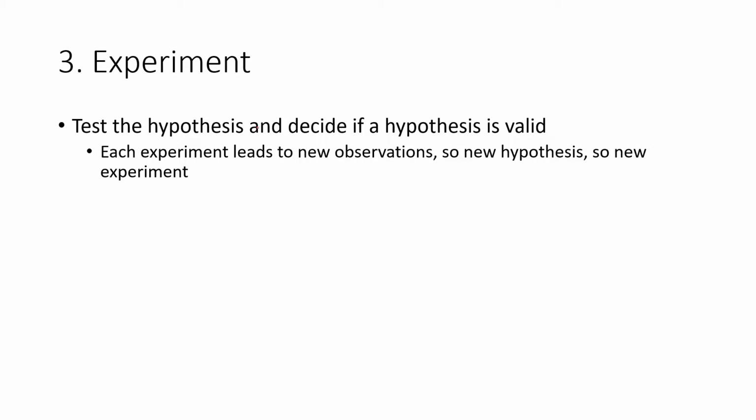Next is an experiment. The experiment is where we test the hypothesis, okay? So whereas in the hypothesis we were trying to explain the observation, in the experiment we are trying to test the hypothesis to see if it is valid. We want to see if it's a legitimate hypothesis, if it's accurate, if it's truthful, okay? With each new experiment we do, it will lead to new observations. So new observations create new hypotheses, and new hypotheses create new experiments. So let's take the sky is blue example, okay?